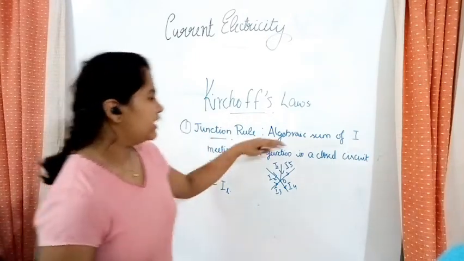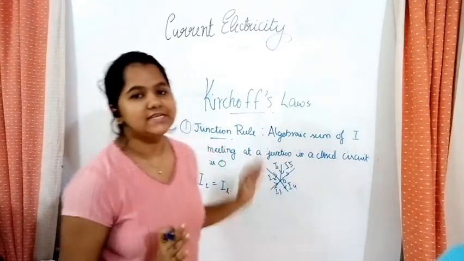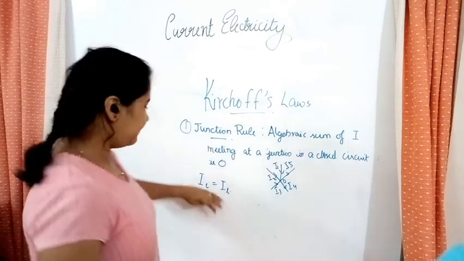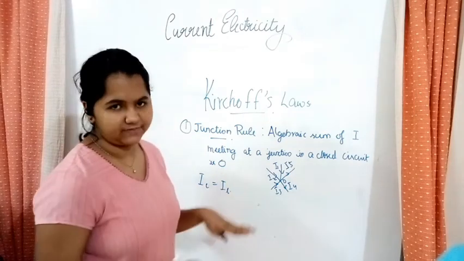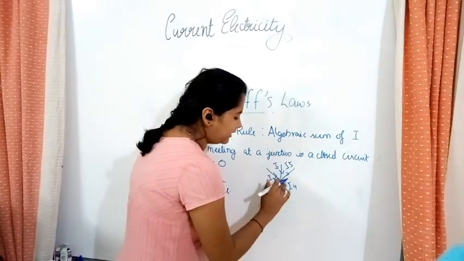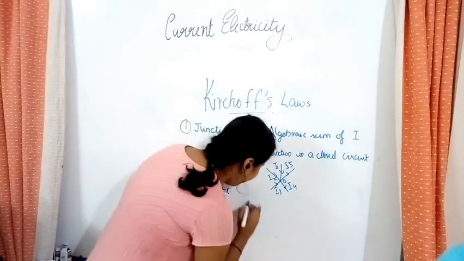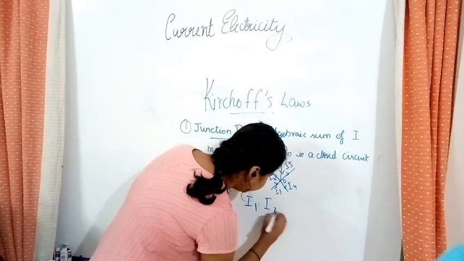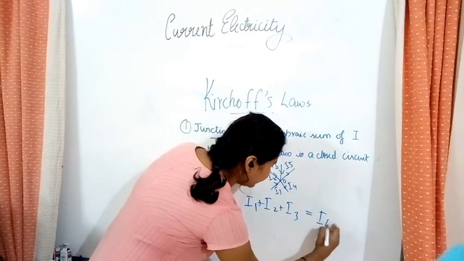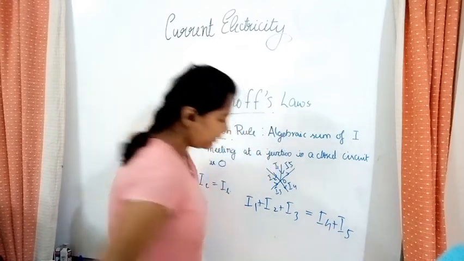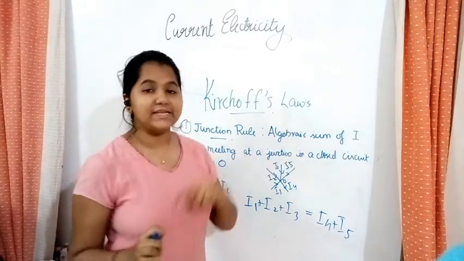It states that the algebraic sum of the currents meeting at a junction in a closed circuit is 0. Over here I have written Σ I = 0, that is, current entering I_E is equal to I_L, current leaving. If I1, I2 and I3 are the currents coming inside, we add all these currents, and that is equal to I4 plus I5, because current entering is equal to current leaving. And then I told you the algebraic sum is 0.